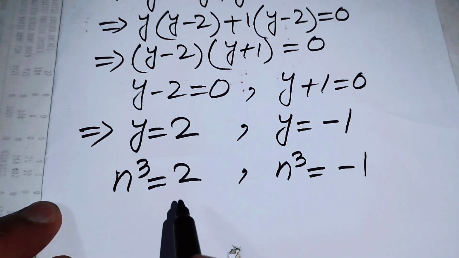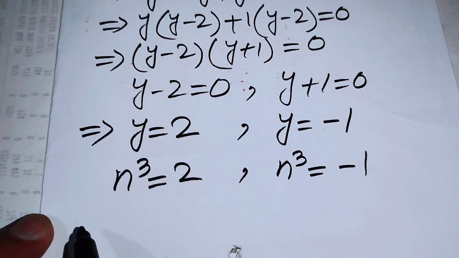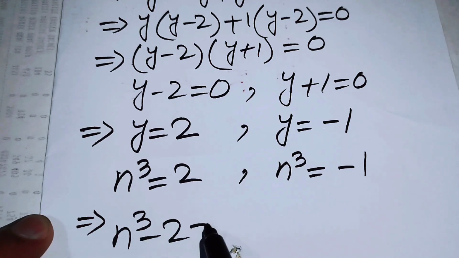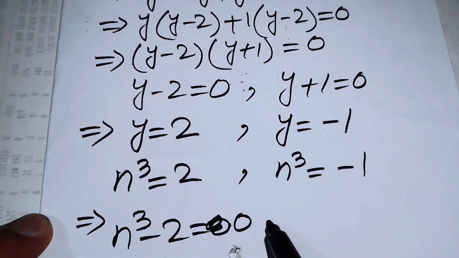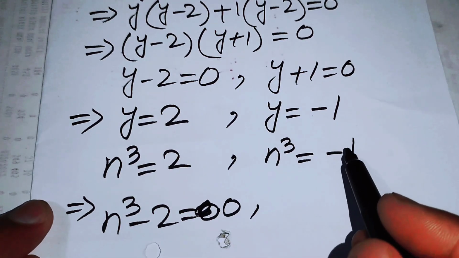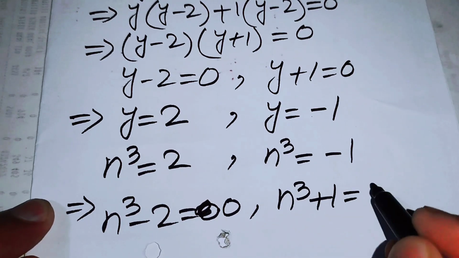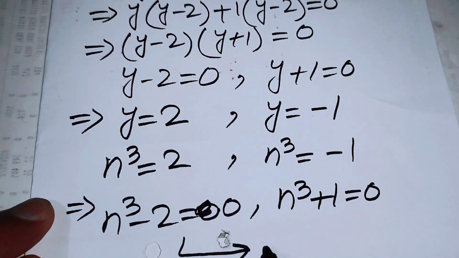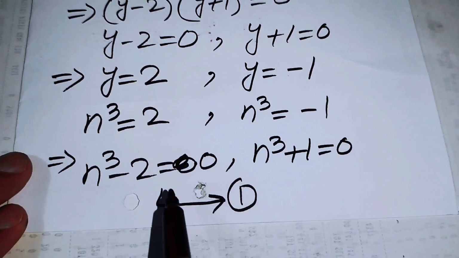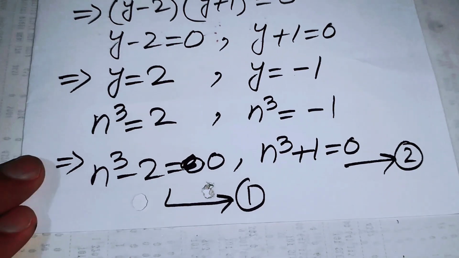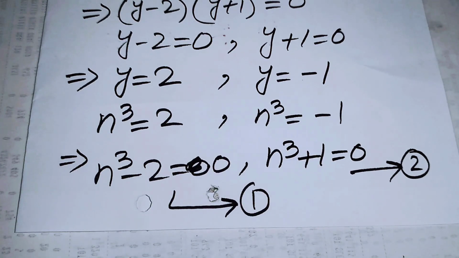Now we move this 2 to the left hand side, and you get n cubed minus 2 is equal to 0. Similarly, when you move this minus 1 to the left hand side, you get n cubed plus 1 is equal to 0. So here you have two equations. I can name this as equation number 1 and this as equation number 2, and I can solve these two equations one by one.